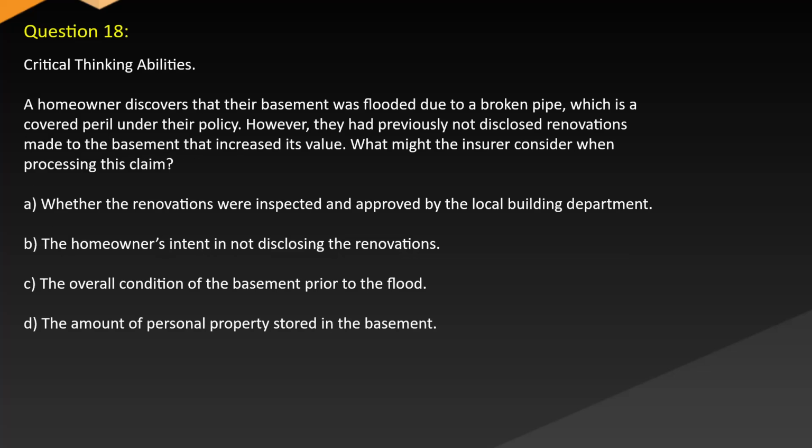Question 18. Critical thinking abilities. A homeowner discovers that their basement was flooded due to a broken pipe, which is a covered peril under their policy. However, they had previously not disclosed renovations made to the basement that increased its value. What might the insurer consider when processing this claim? A. Whether the renovations were inspected and approved by the local building department. B. The homeowner's intent in not disclosing the renovations. C. The overall condition of the basement prior to the flood. D. The amount of personal property stored in the basement.